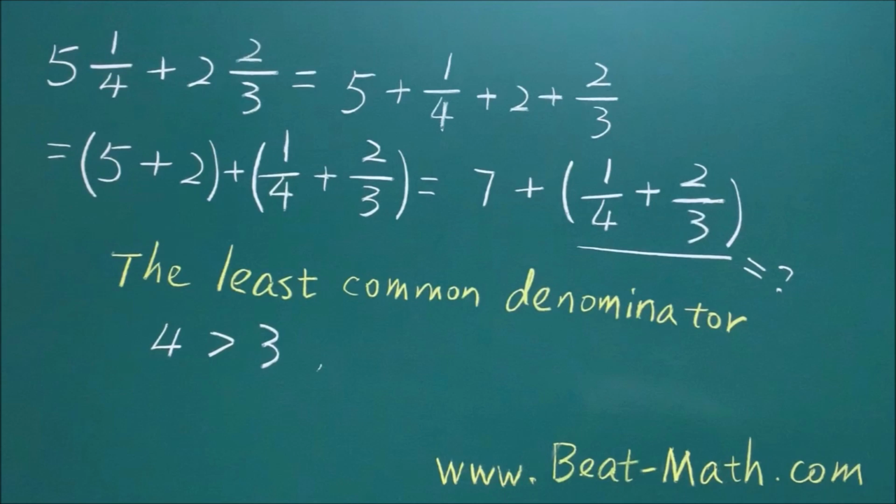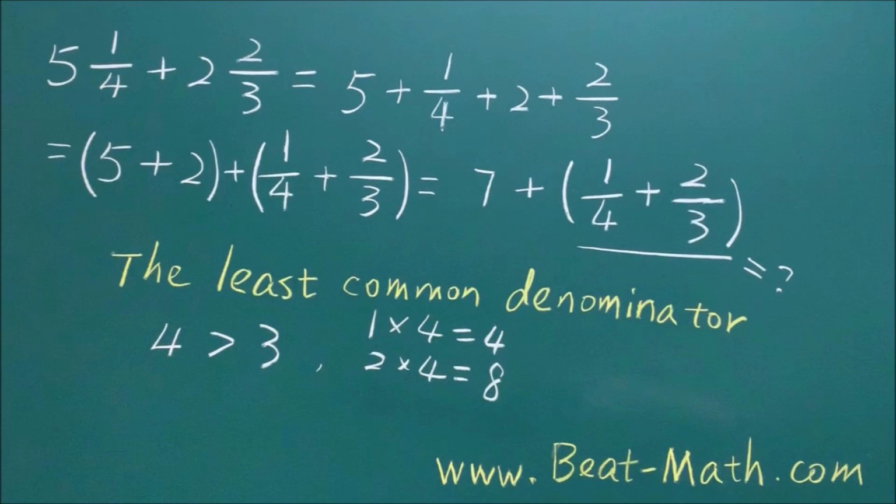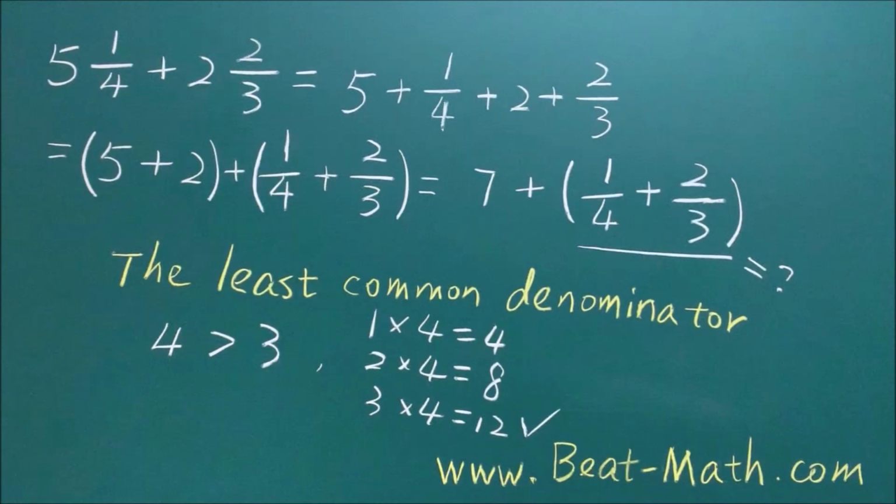Okay, let's get started. 1 times 4 is 4. Is 4 divisible by 3? No. 2 times 4 is 8. Is 8 divisible by 3? No. 3 times 4 is 12. Is 12 divisible by 3? Yes. That's it. That is the number we are looking for. We call that number the least common denominator.